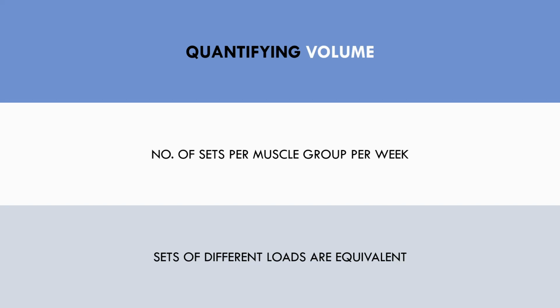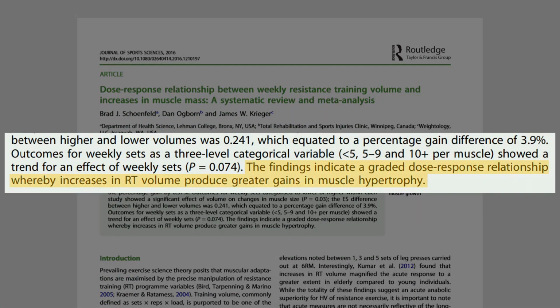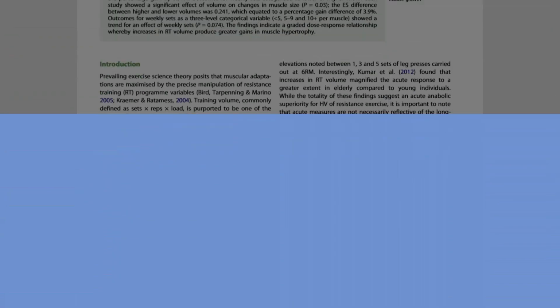Volume seems to be the most influential factor driving muscle hypertrophy. This meta-analysis demonstrated a dose-response relationship between how much weekly volume was performed and muscle growth. In other words, the more volume that was trained with, the more muscle growth that was seen. However, this analysis compared studies using more than 10 sets per muscle group versus less than 10 sets. This isn't a very high level of volume for most trainees, so it makes it difficult to say that more volume is always better. So how much volume is ideal for hypertrophy?